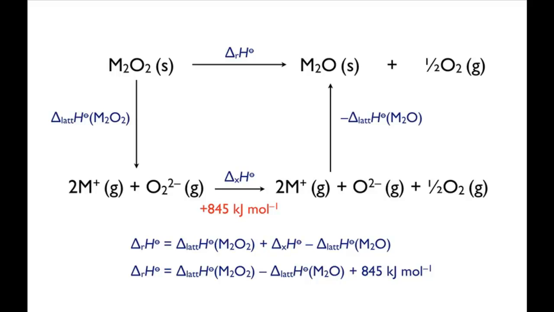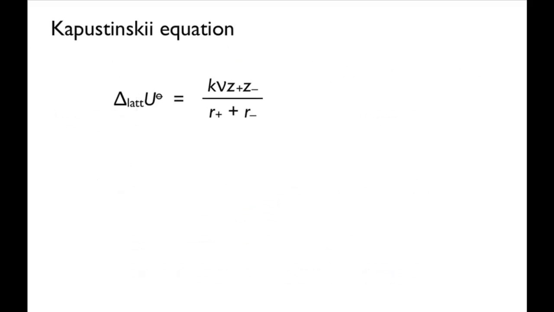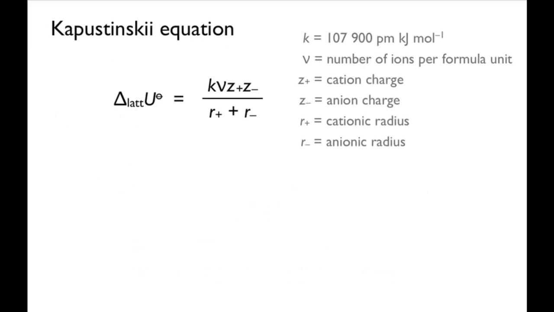You can obtain estimates for the lattice enthalpies using the Kapustinskii equation. K is a constant, nu is the number of ions in the formula unit, Z plus and Z minus are positive integers giving the charges on the ions, and R plus and R minus are the ionic radii. K has the non-standard units picometers kilojoules per mole, and this allows you to use the ionic radii in picometers and gives the lattice energy in kilojoules per mole.